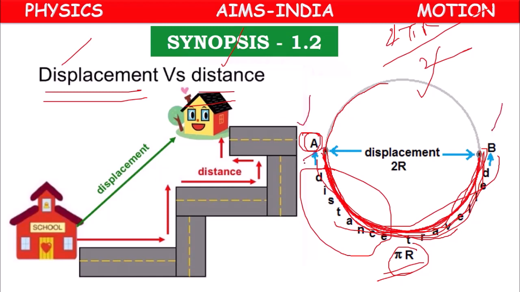A is called the initial position, B is called the final position. Is there any shortest possible path between A and B? Shortest possible path means we have to draw a straight line connecting both.